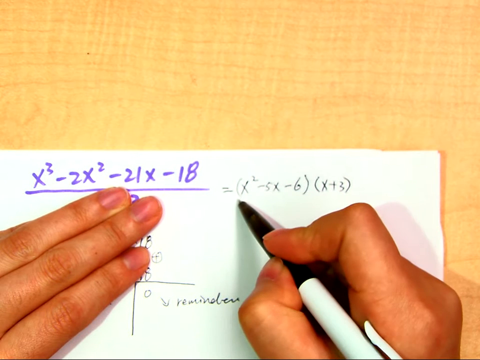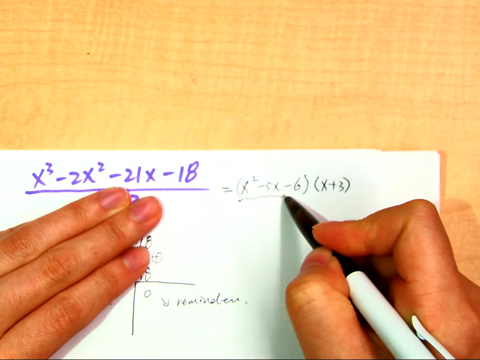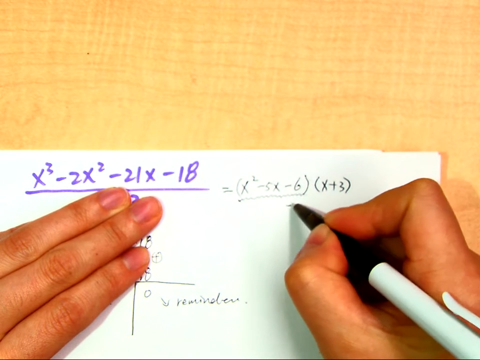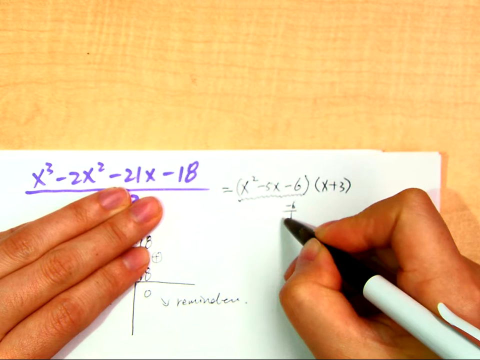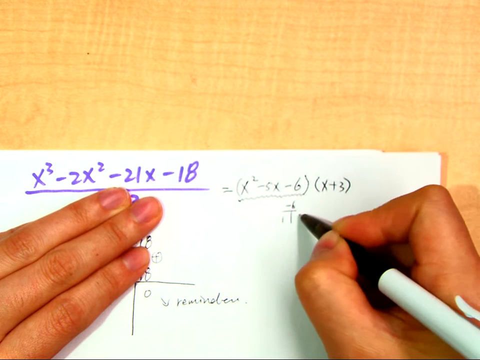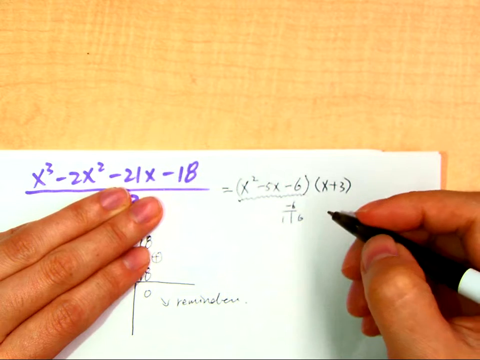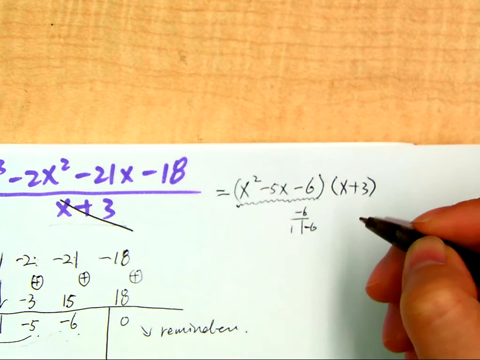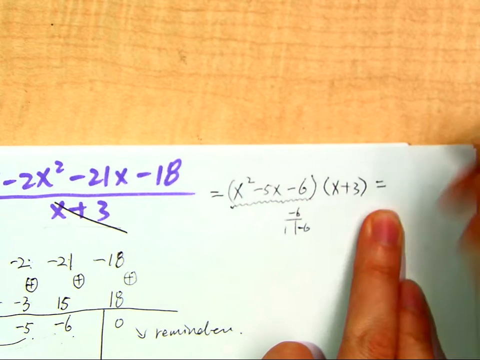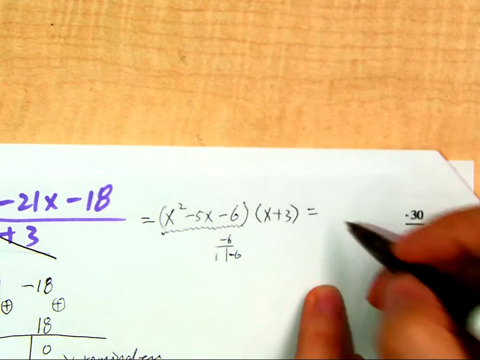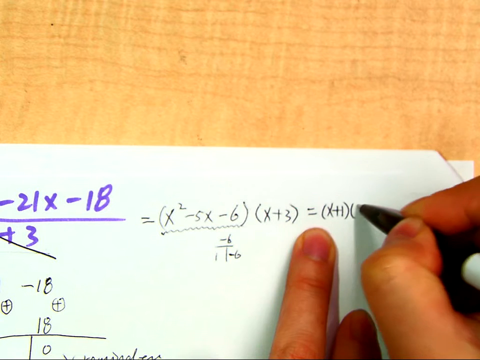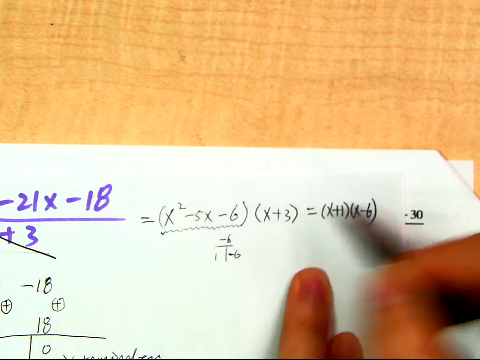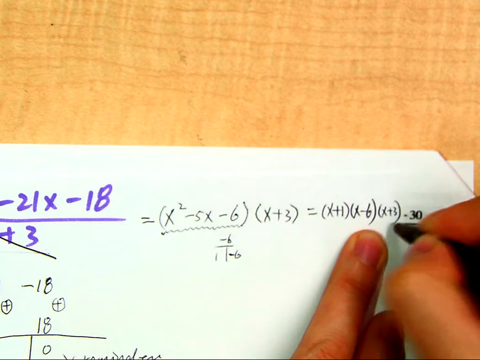Then look at this term. We can keep factoring this term like what we did last time. We factor negative 6, which will be 1 and 6. We need a negative 5, so 6 will be negative. Actually, we can rewrite this as x plus 1, x minus 6. That's from the first term. And then keep bringing down the last one, x plus 3.